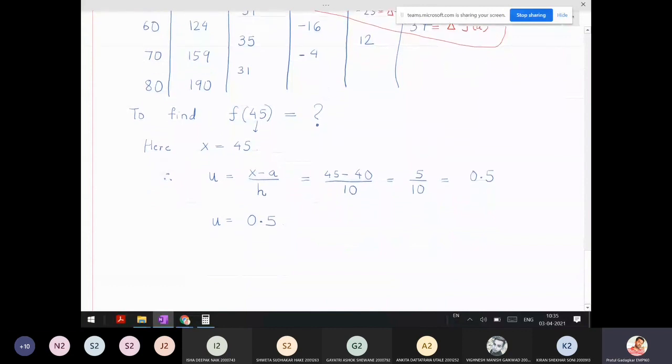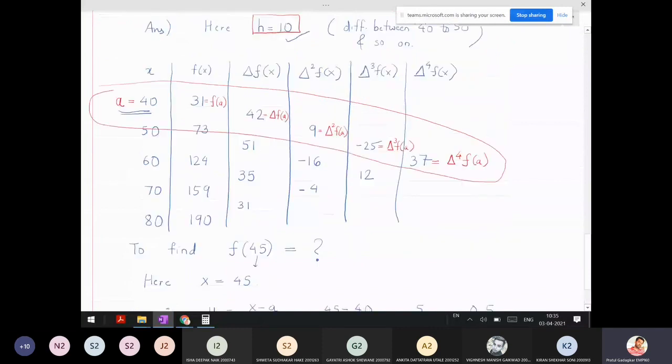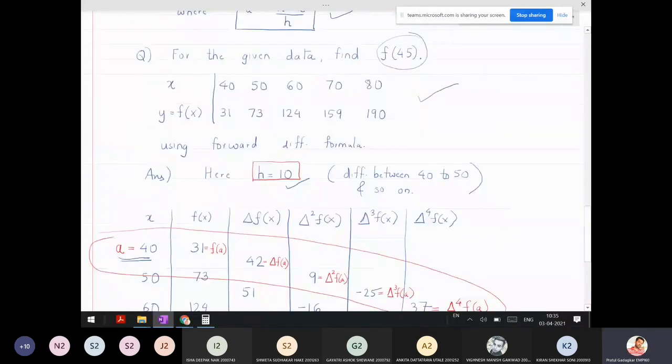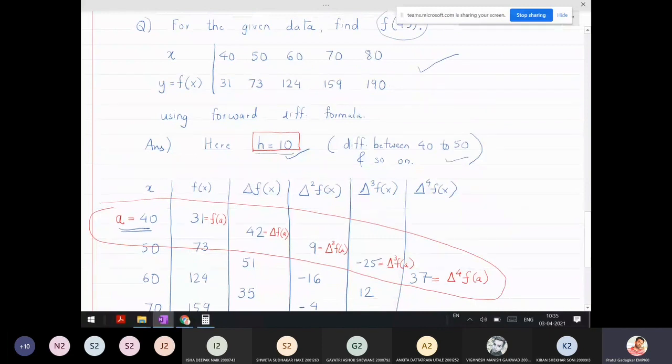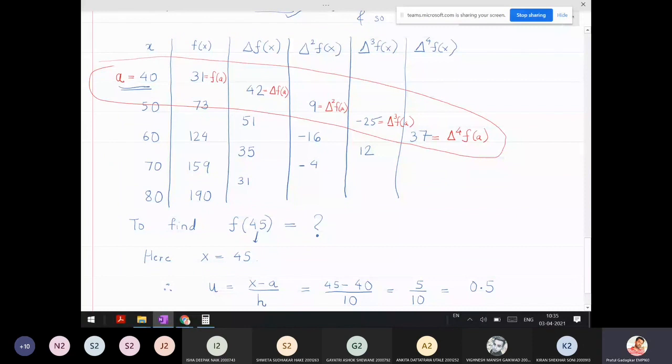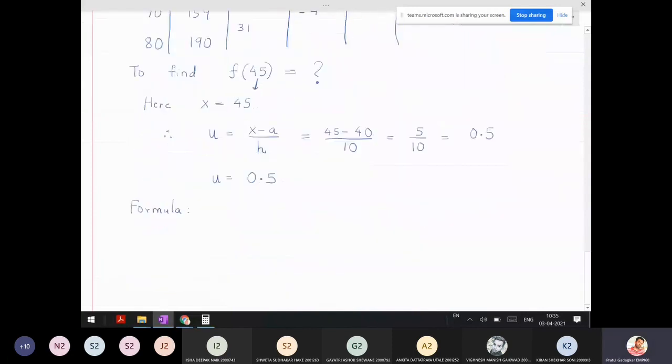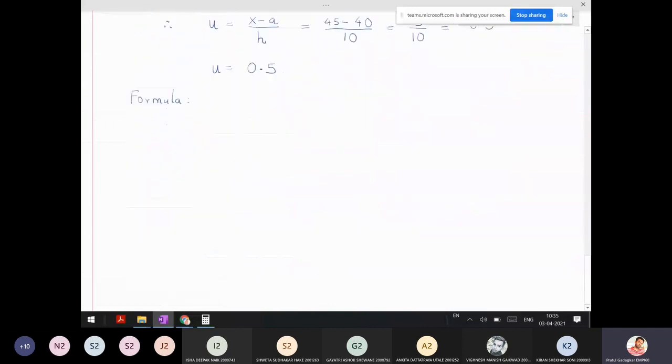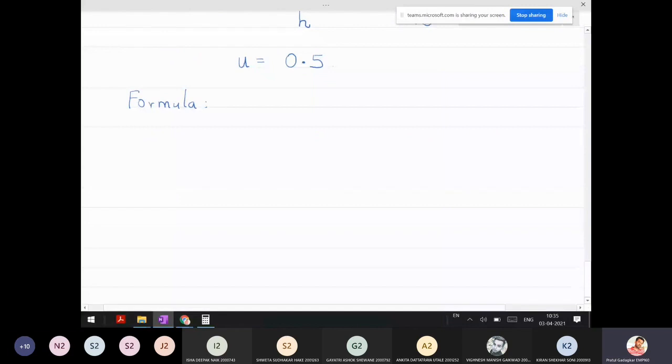Now let us write the formula. See, it is very easy. So I will repeat it in a minute. Once you are given the table, you will first check whether the differences are equal, so that I can use the difference formula. Immediately after that, I will start preparing this table. This table preparation is also very easy. Then whatever value is asked of me, from there I will get the value of x. After that I will calculate u, and then I will write the formula. Now what is the formula? The formula is this formula. If you write it 2-3 times, you will memorize it.